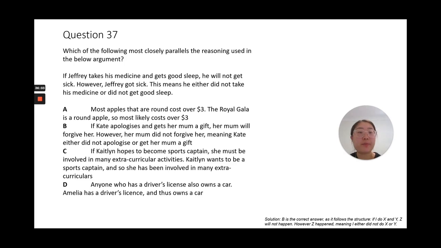Okay, parallel reasoning. Remember what we said about these ones, okay? What we care about is the outline, the skeleton, not the actual information inside. If Jeffrey takes his medicine and gets good sleep, if someone does A and B, he will not get sick. He will not do C. However, they did C. This means that he either did not do A or did not do B. The most similar reasoning is this one.